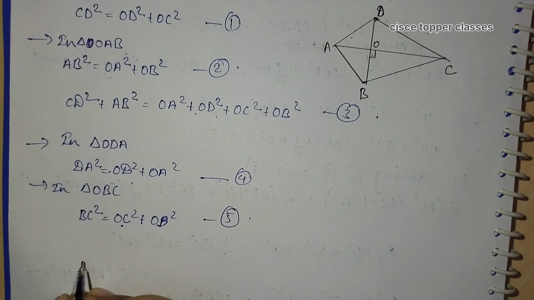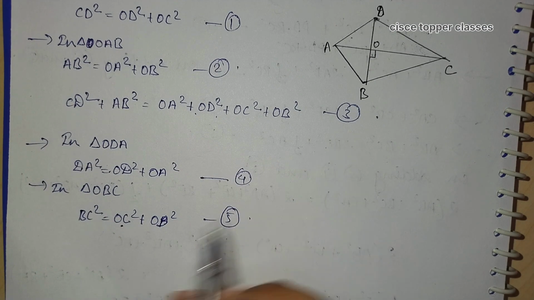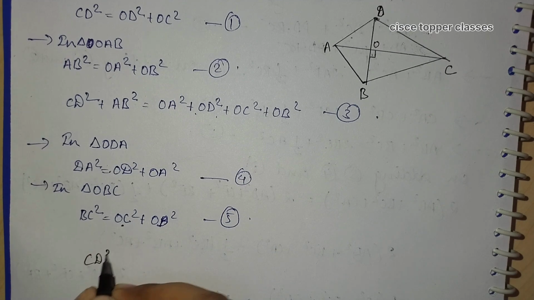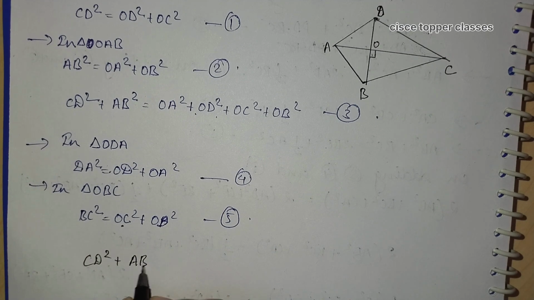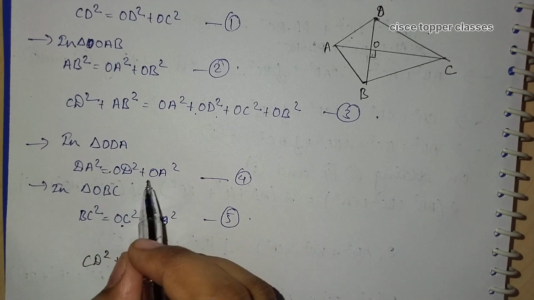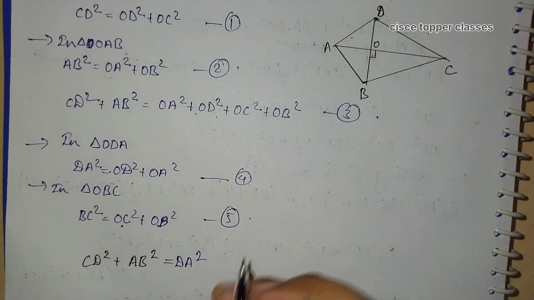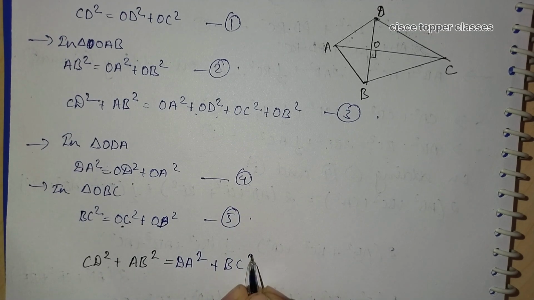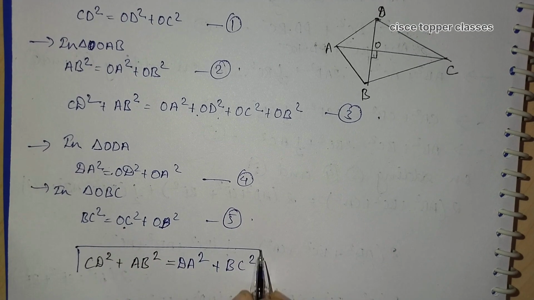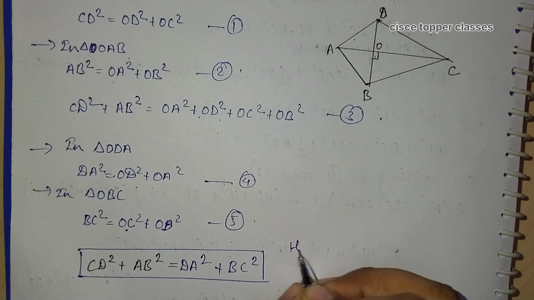So on putting 4 and 5 in the third equation, we can write CD square plus AB square is equal to OD square plus OA square as DA square, and OC square plus OB square as BC square. This is only what we have to prove in this question. So hence proved.